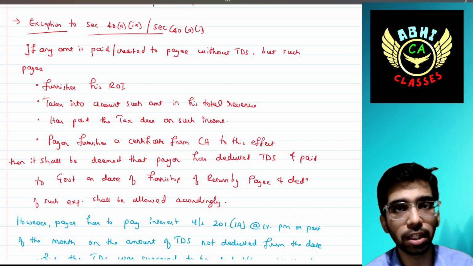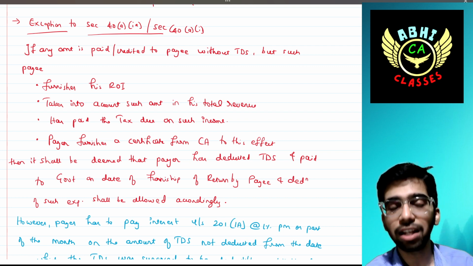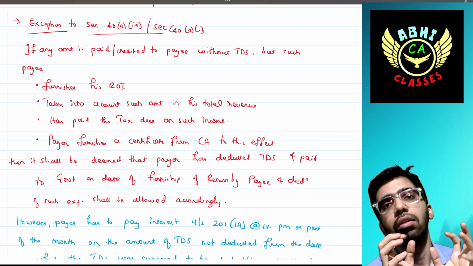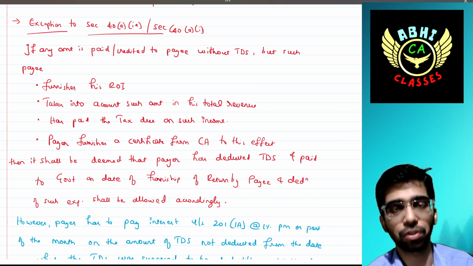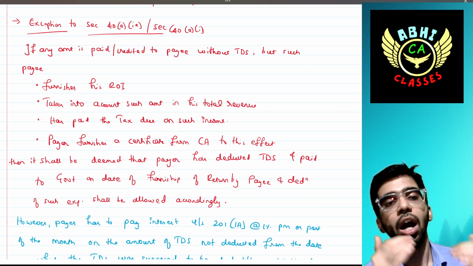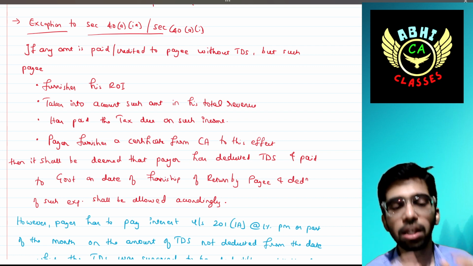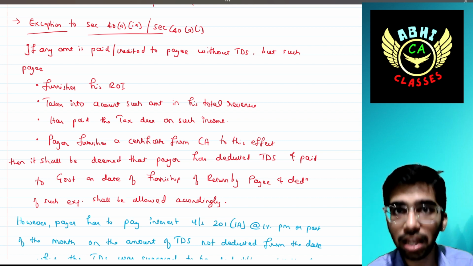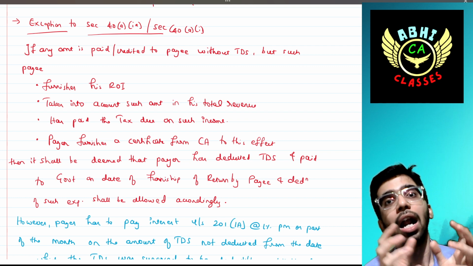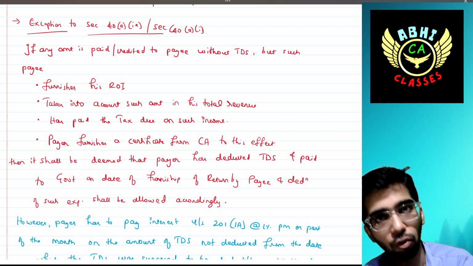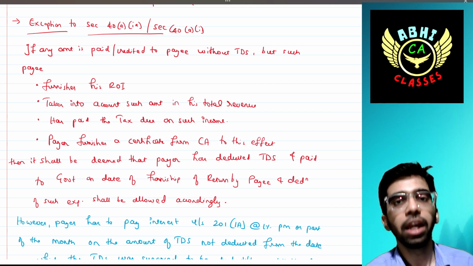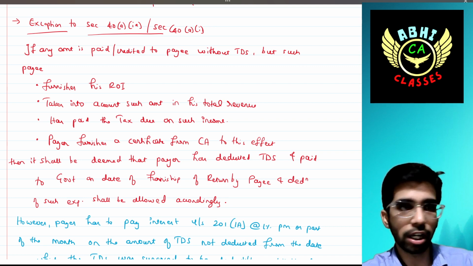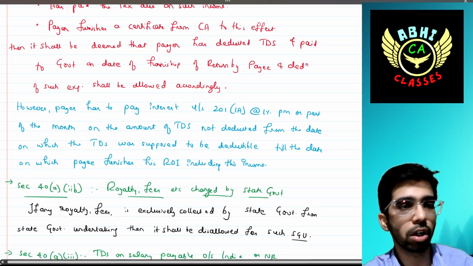Then it is deemed that the bank needs to furnish a certificate from the chartered accountant, and then it will be deemed as the bank has complied. Not only the bank, the payer has complied with the TDS concept, and also the expenses will be allowed for the bank accordingly, and also within the due date of filing an income tax return. This is the concept, very important.